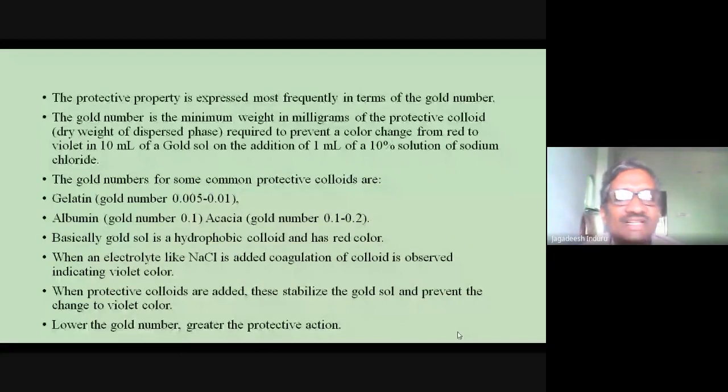Basically, gold solution is a hydrophobic colloid and has a red color. When an electrolyte like sodium chloride is added, coagulation of the colloid is observed, indicated by the violet color. When protective colloids are added, they stabilize the gold solution and prevent the change to violet color. The lower the gold number, the greater the protective action. It means if a small quantity is able to give a protective action, it is excellent.